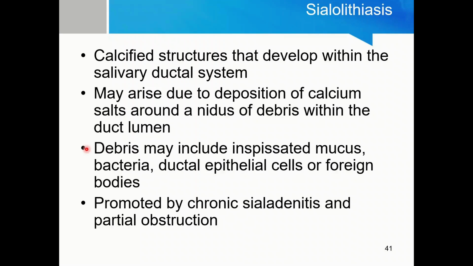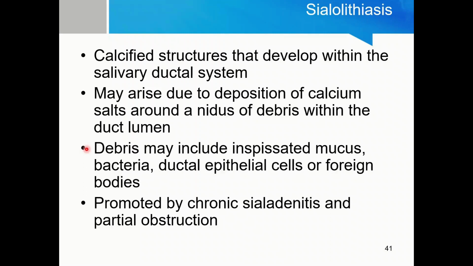What do you mean by a nidus? A nidus is something small and minute. It could be minute debris, it could be hardened or inspissated mucus, it could be dead bacteria, or it could be a foreign body. So what can happen is that calcium will form around this initial starting point called a nidus, and it keeps slowly accumulating. So it slowly starts increasing in size.